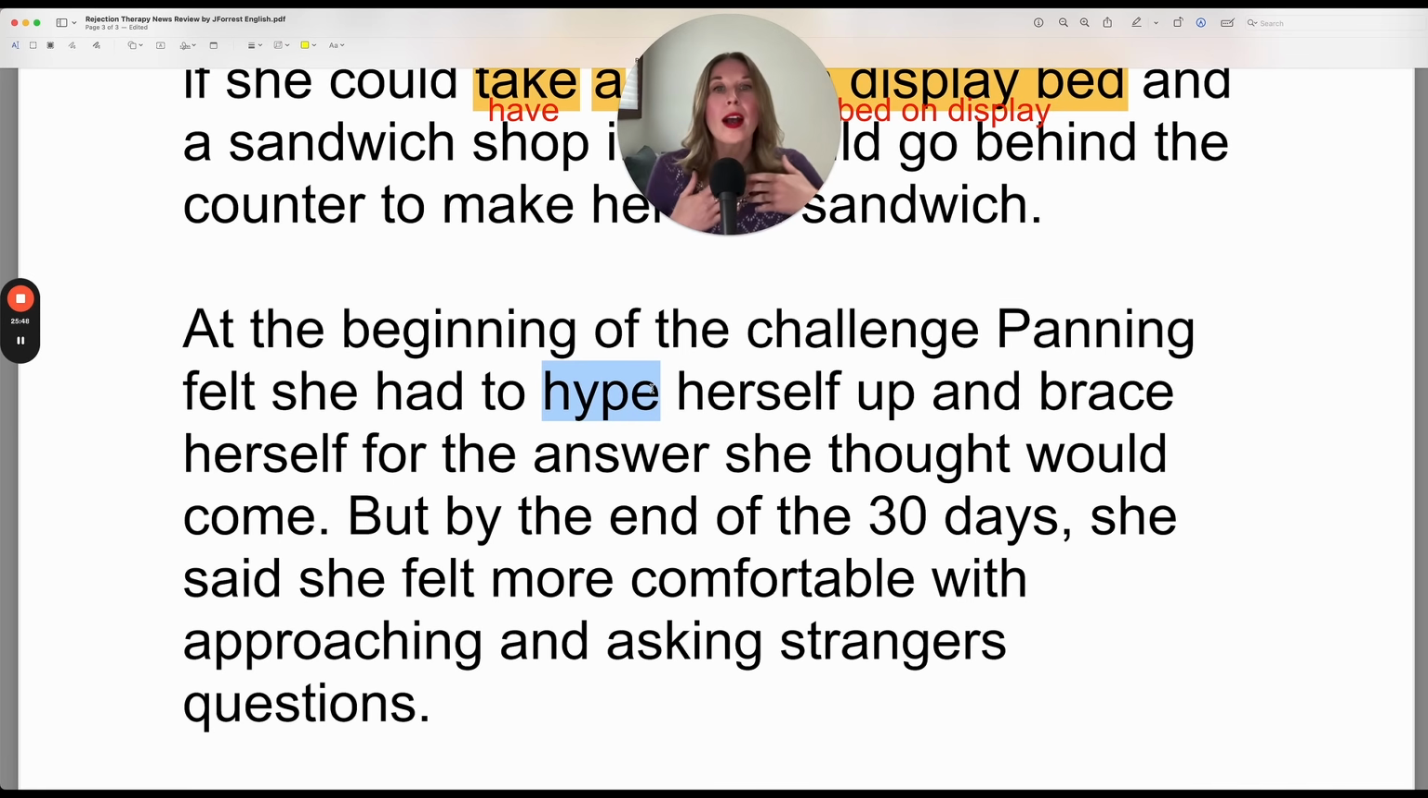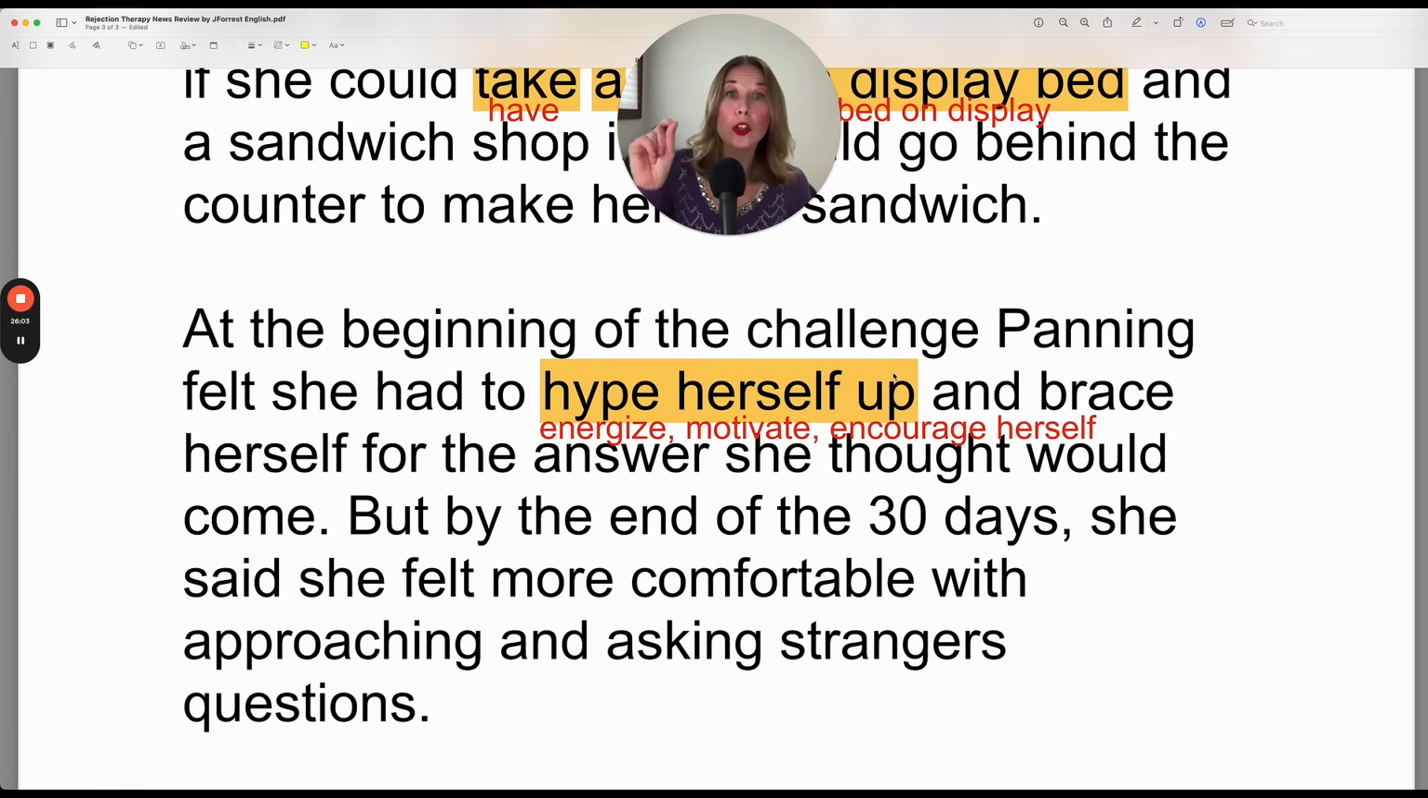Or before you ask your boss for a promotion because you have a lot of fear, you have to hype yourself up. You have to energize yourself and get yourself in a more positive state. Notice that this preposition "up" is required. So to hype herself up, or you could say to energize herself, motivate herself, encourage herself. And we're using the reflexive pronoun in both cases because it's the same as the subject.